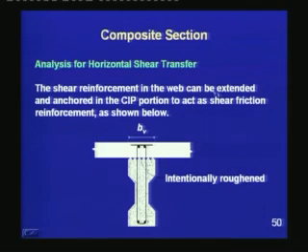The shear friction reinforcement in the web can be extended and anchored in the cast in place portion to act as shear friction reinforcement as below. That means we do not need additional shear friction reinforcement. The shear reinforcement that is used in the web is extended beyond the web so that when the concrete in the flange is cast, that shear reinforcement acts as the shear friction reinforcement.